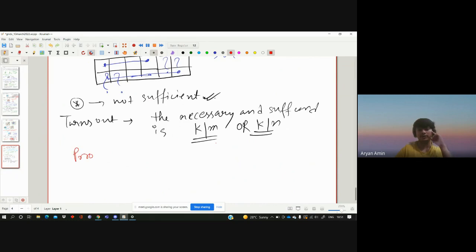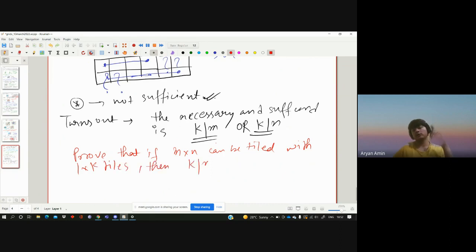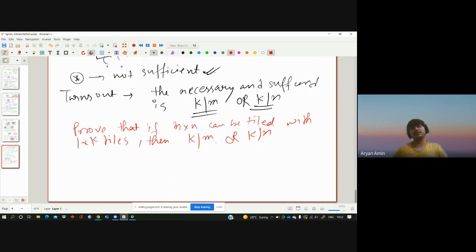Proof that if m cross n can be tiled with 1 cross k, then k divides m or k divides n. You can understand why this is obviously true, if this holds, you can do it, right?